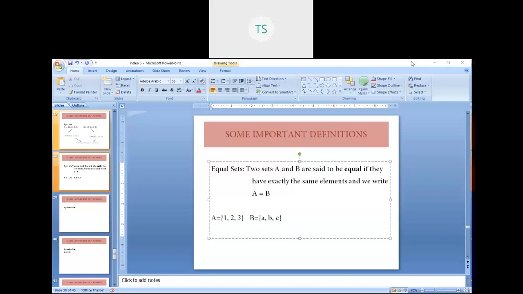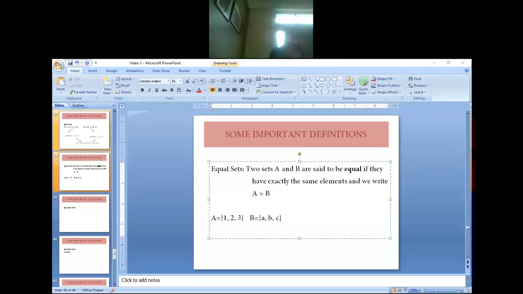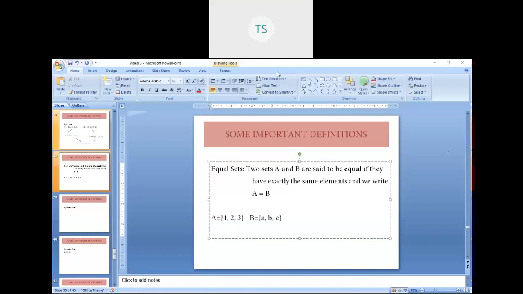Okay. So this is all about equal sets. For equal sets, you have to check two points. First, they must have an equal number of elements, and the second point, you have to verify that they have the same elements. Both the points have to be fulfilled, then only you can say that capital A is equal to capital B.